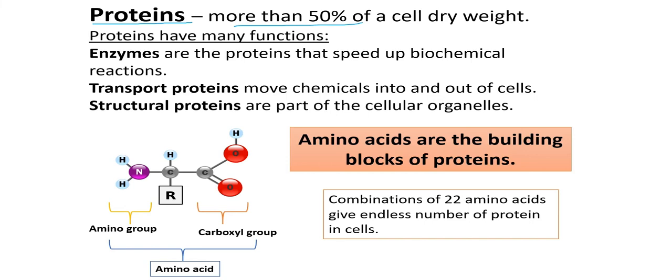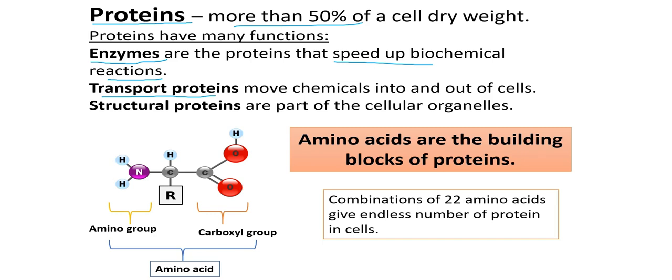And we have different types of proteins. They have different functions. One of the most important ones is called enzymes. This type of protein speeds up biochemical reactions. In order for different chemical reactions to occur, we need enzymes in our cells, and an enzyme is a specialized type of protein.